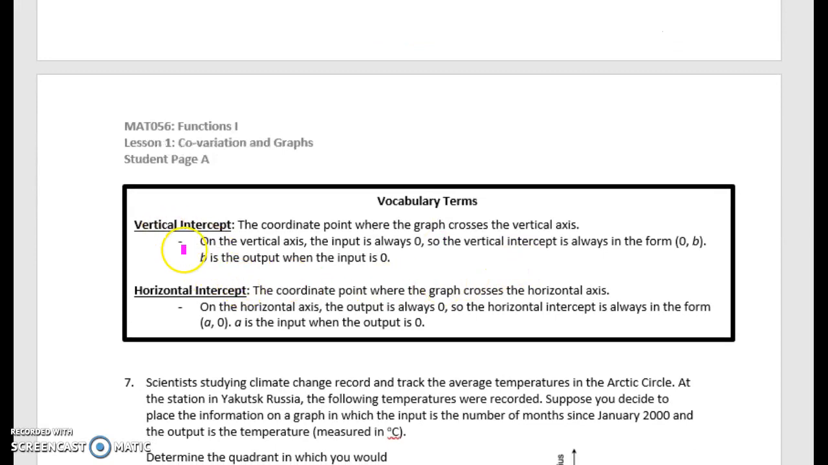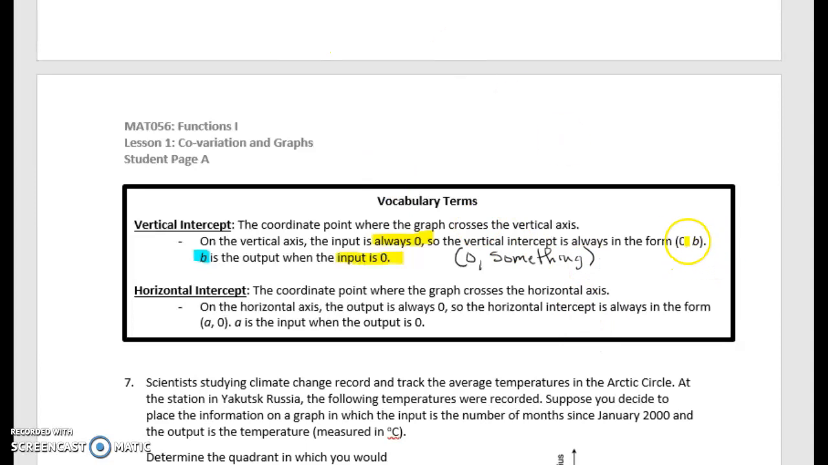And these are also known as the vertical intercept. So on the vertical axis, the input is always 0. So our input value is always 0. And it comes in the form 0, comma, B, where B is the output value when the input is 0. So the input will be 0, and our output is going to be B. Another way sometimes that I like to refer to this is just 0, comma, something, because it's some number that goes in the output value.